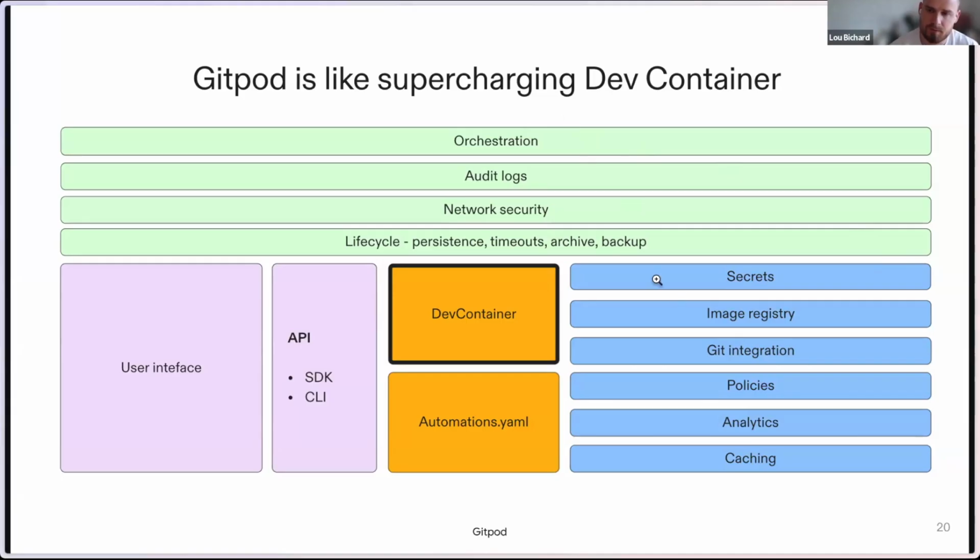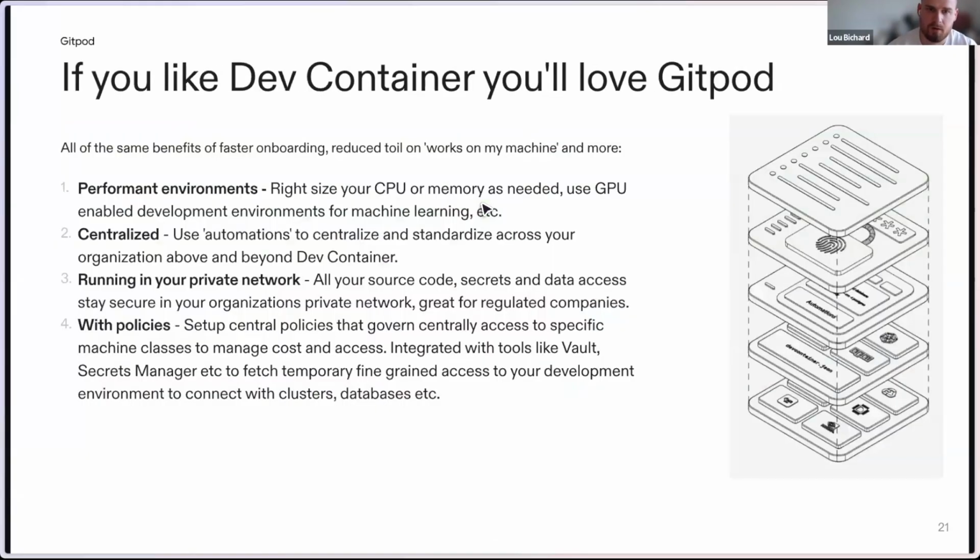So for instance, you can automate in secrets, registry, Git integration, you can apply security policies, get analytics, and even do things like caching, because obviously on your machine, if you want to do things like pre-builds, those pre-builds have to be set up and configured also with your dev container. If you have a platform that's orchestrating this for you, it can do all of that for you. But that's very much the architecture level perspective.